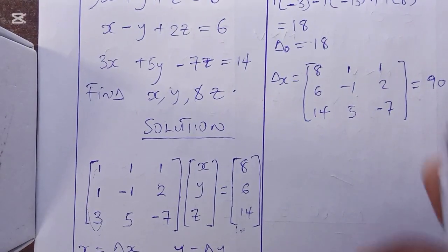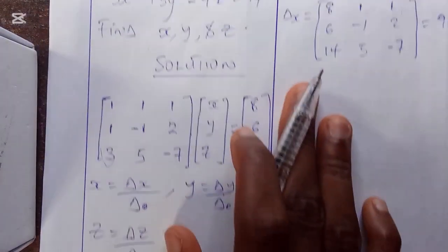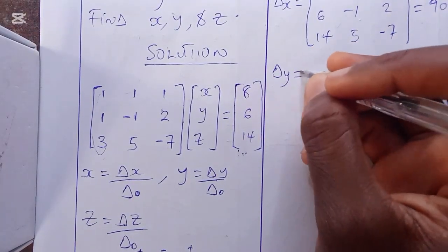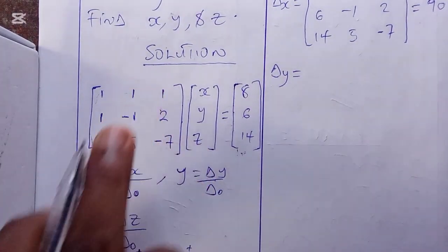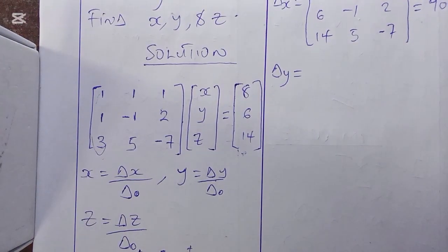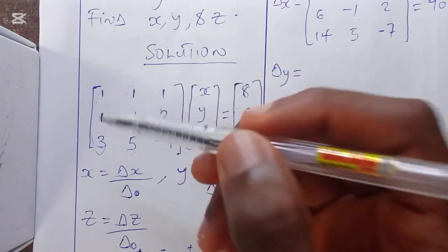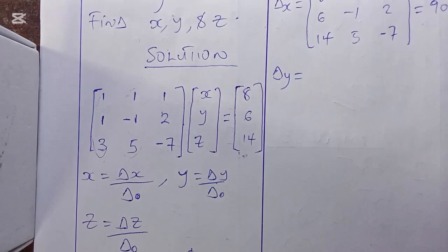Now let's go and get our next one, which is our changing y. And our changing y, what does this mean? Meaning we eliminate the y component and replace it with our right hand side. That's the way we did for x. These are y components. You have to eliminate this guy here and replace it with our right hand side. That's what Cramer's rule is about.